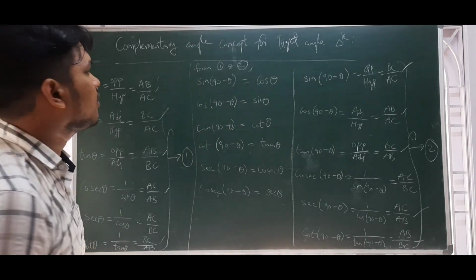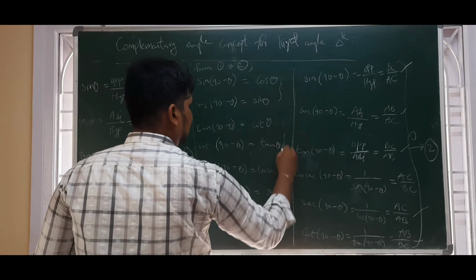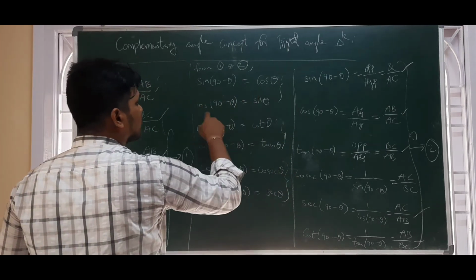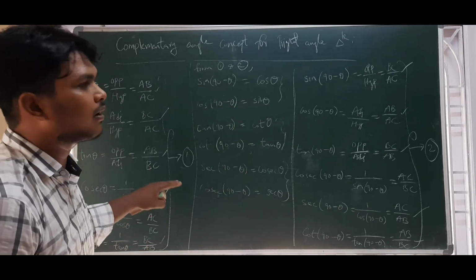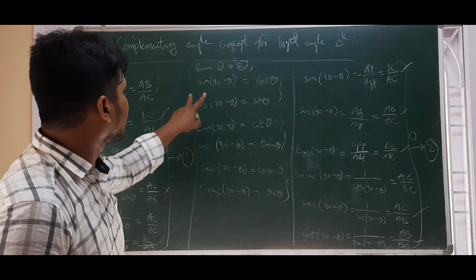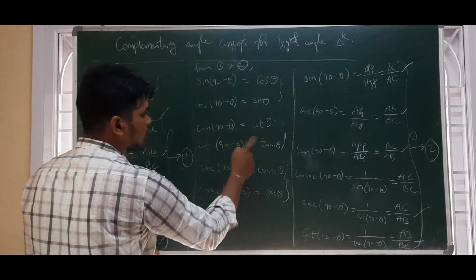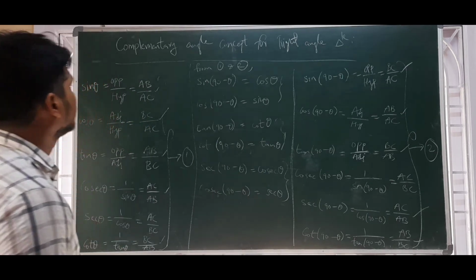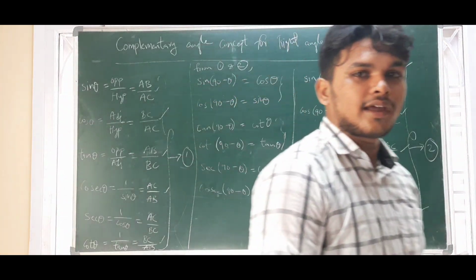Now if you clearly observe, sin 90 minus gives cos, cos 90 minus gives sin. Sin became cos, cos became sin. For easy remembrance, you can just remember sin and cos, cos and sin. Similarly, tan cot, cot tan, secant cosecant, cosecant secant. That's it. This is about the concept of complementary angles for a right angle triangle.